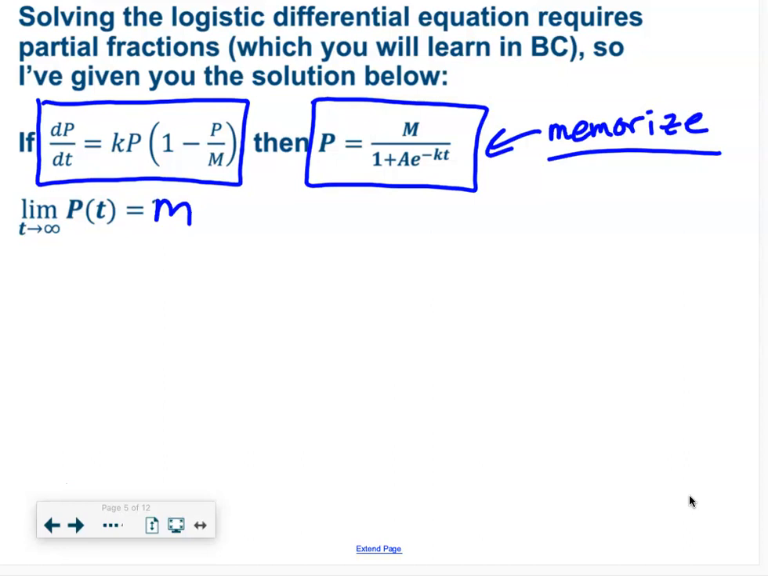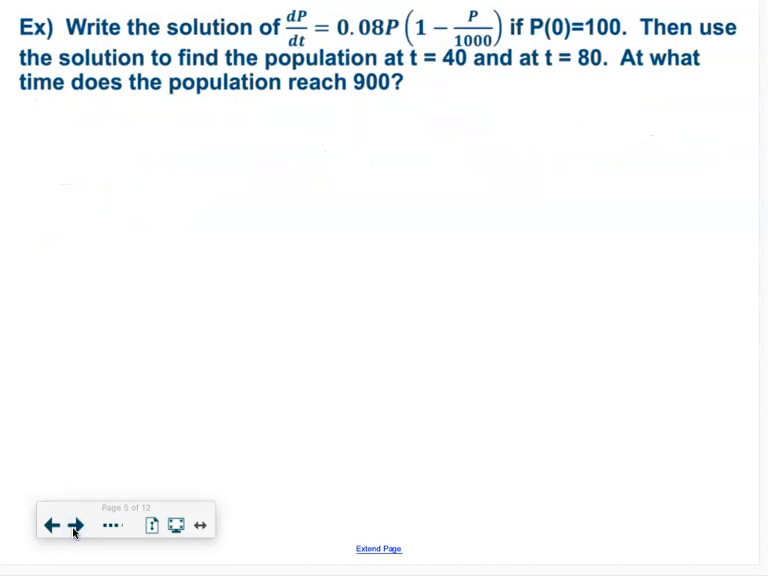Okay, all right, good. So we're going to do a whole bunch of examples. By the end of the day, I bet you'll have memorized both models. So first we're going to do the model that was graphed on the original slope field graph we were showing. Write the solution of dP/dt equals 0.08P times (1 minus P over 1,000) if P(0) equals 100. Then use the solution to find the population at 40 and 80 and answer the question, when will the population reach 900?